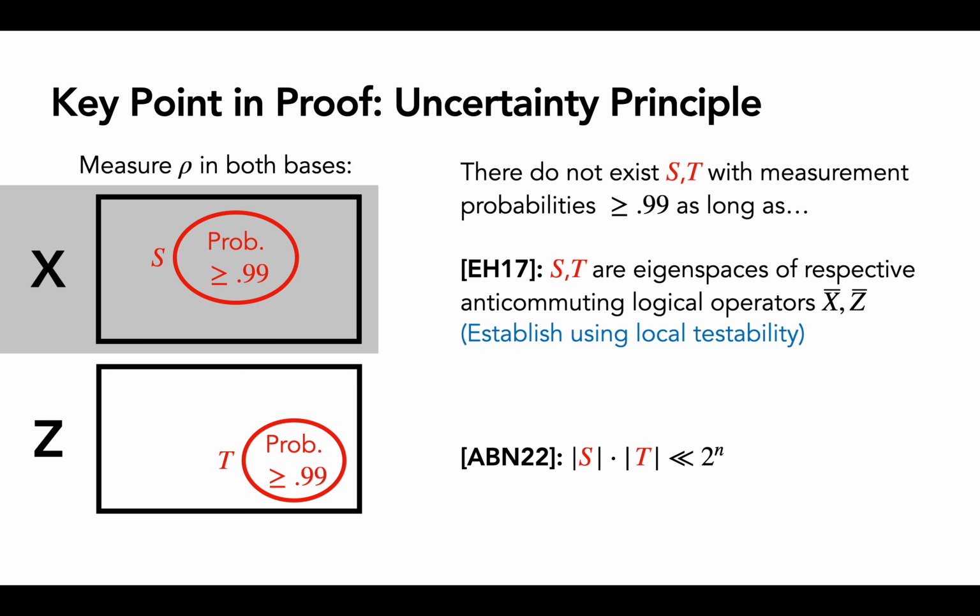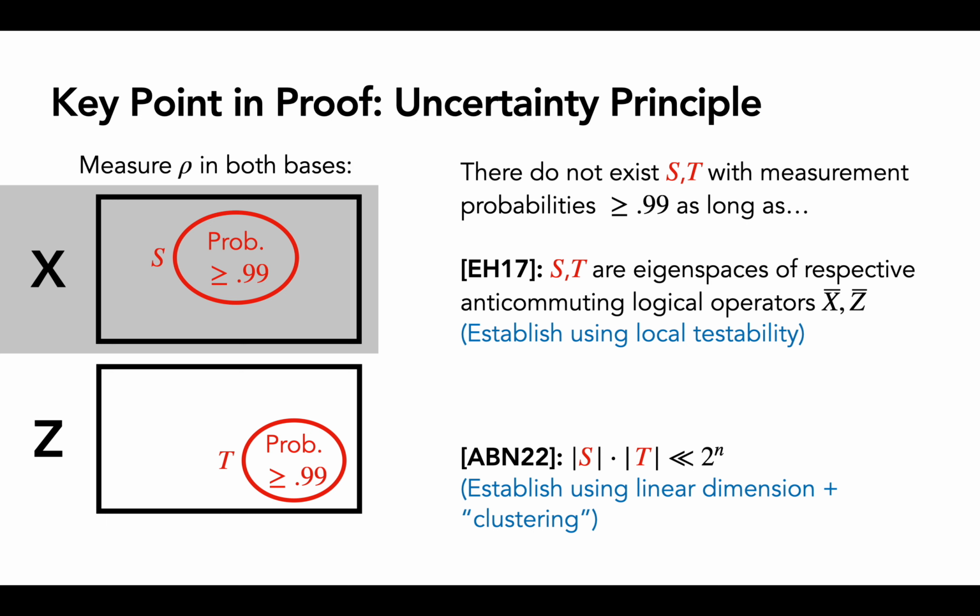Now, Eldar and Harrow established this condition. They found appropriate sets S and T that are eigenspaces of these logical operators, using the local testability of the quantum code. Basically, they use the fact that in locally testable quantum codes, the low energy states correspond almost exactly, or very closely, to true ground states, to true code states. And because of that, they could use these logical operators on the low energy states.